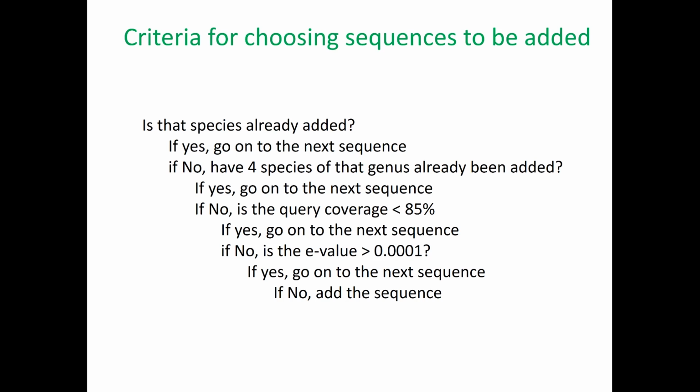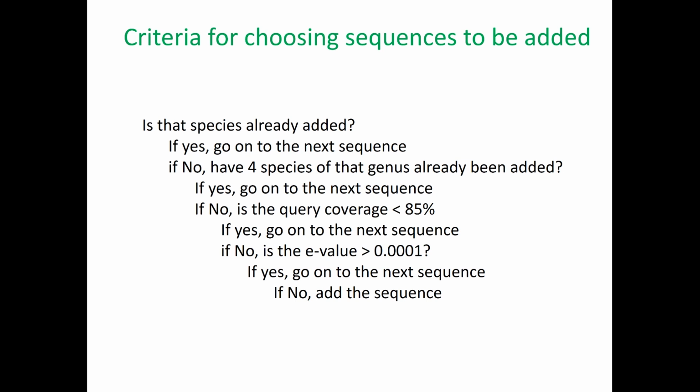The final one is the E value less or greater than 10 to the minus 4? This is the criterion for homology. We're only going to add things that we are confident are homologs. And in effect, this is saying, if I think that there's more than 1 chance out of 10,000 that this is not a homolog, I'm going to skip it. So if the answer is yes, the value is greater than 10 to the minus 4, because the higher the value, the greater the chance that it's not a homolog, then I'm going to go on to the next sequence.